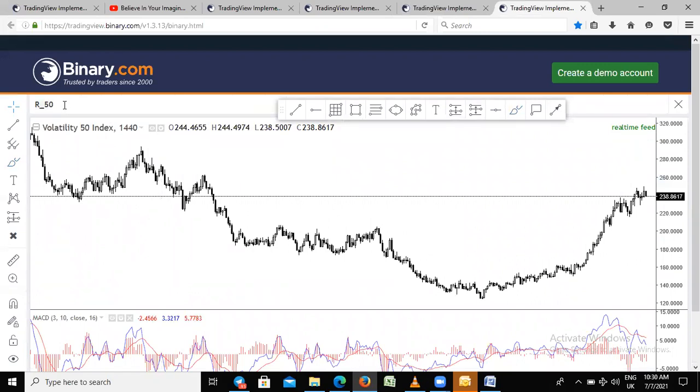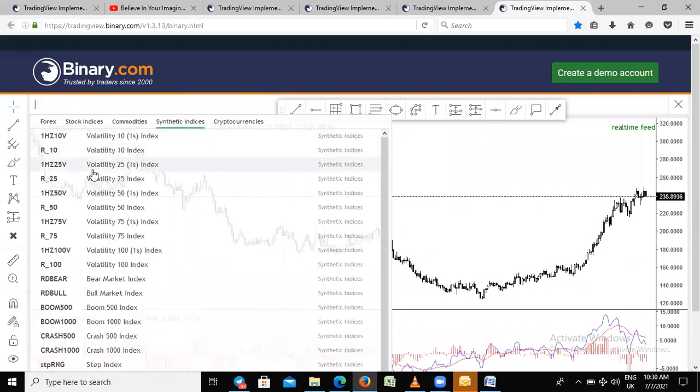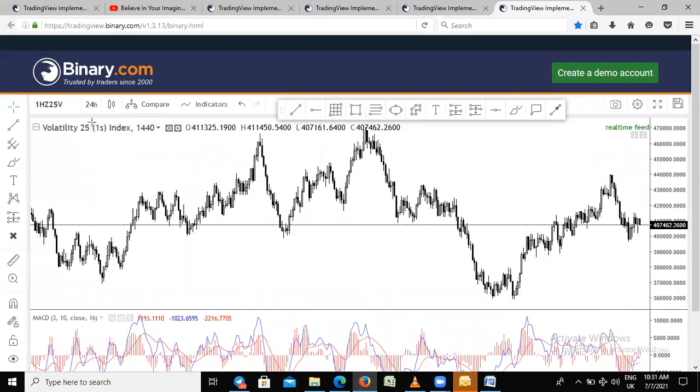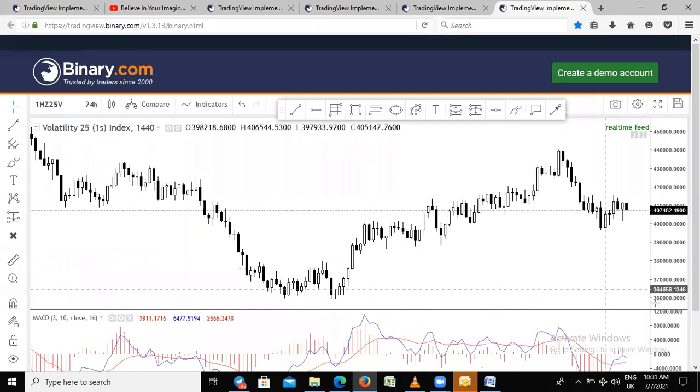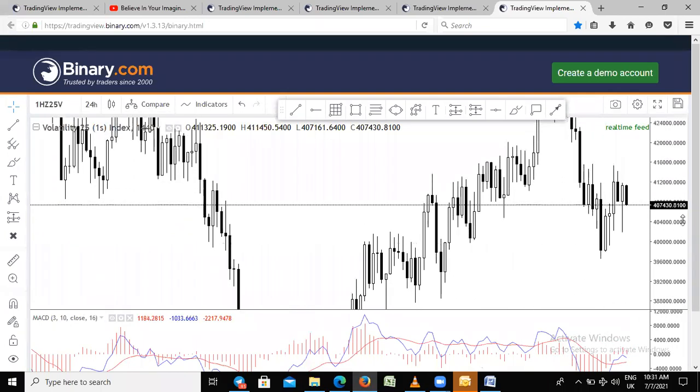Now let me take you to volatility. Volatility 25, and then we move to the currency pair. Okay, we are on 25 one here. Let me check that too on the daily. Now look at this family. Look at this family.